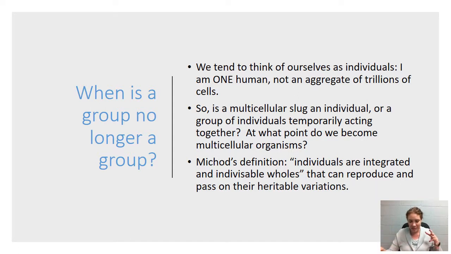So where do we stop having just a collection of cells that are kind of stuck together and start having a functionally multicellular thing? Because some of that slime mold, especially in the early stages, was really just kind of an aggregate of identical cells. So Michod's definition says that individuals are integrated and indivisible wholes that can reproduce and pass on their heritable variations. Let's break this down. Integrated. Am I integrated?